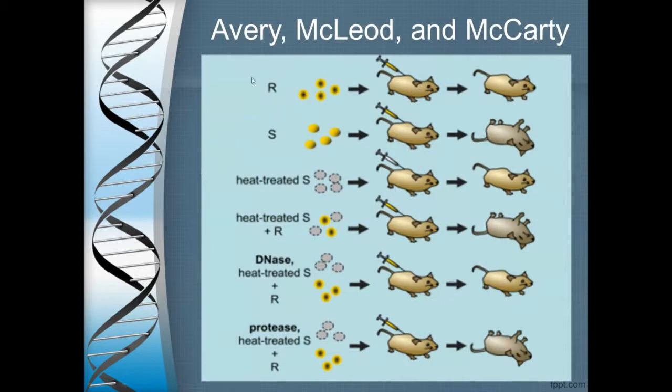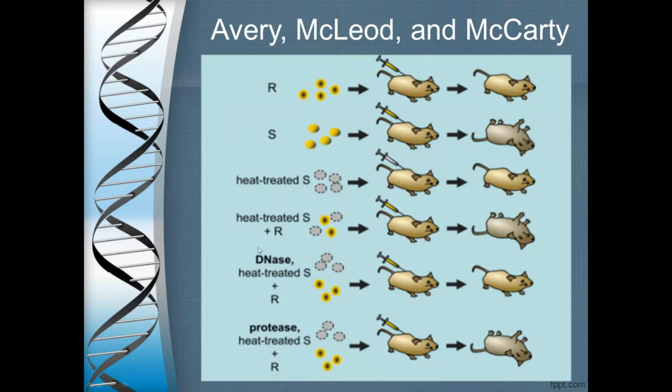They actually did way more than this. I'm just showing you a little piece of it. So these first four things are the original experiment that they did. The R strain was fine, the S strain killed it. Heat-killed S strain was fine, heat-killed plus R killed it, okay? So then they thought, we're gonna eliminate one thing at a time. So they eliminated lipids. They eliminated RNAs.